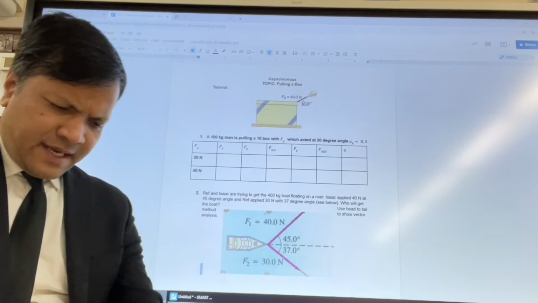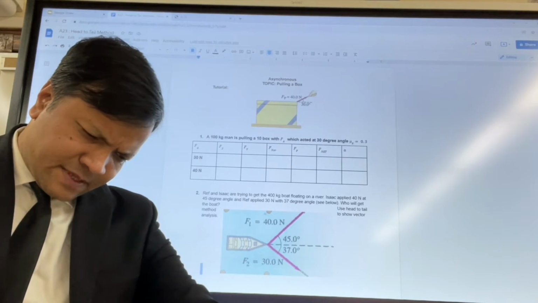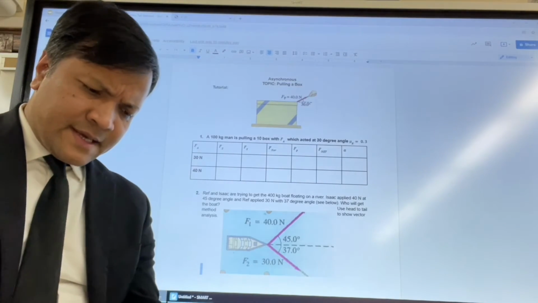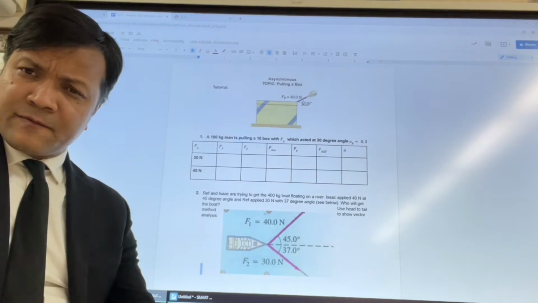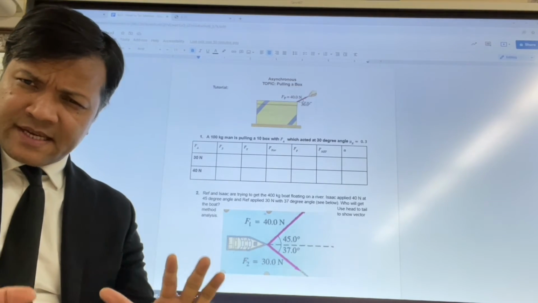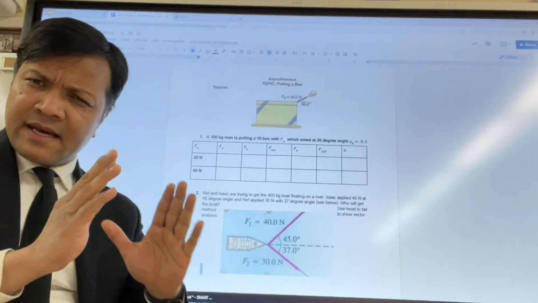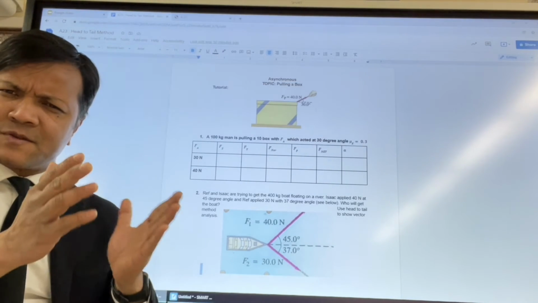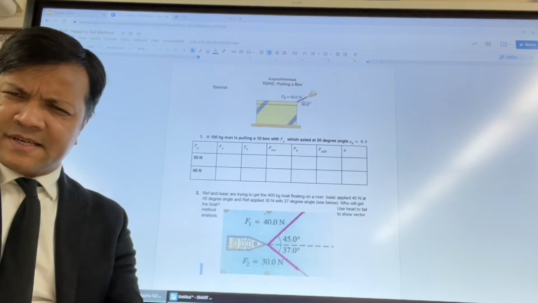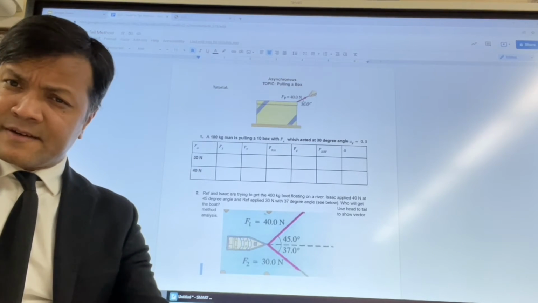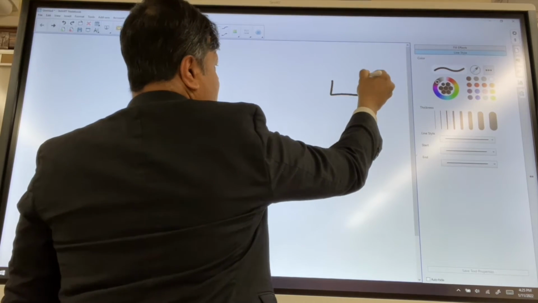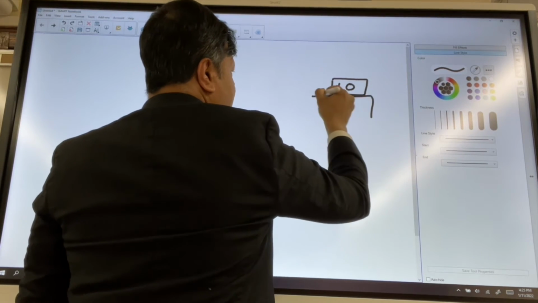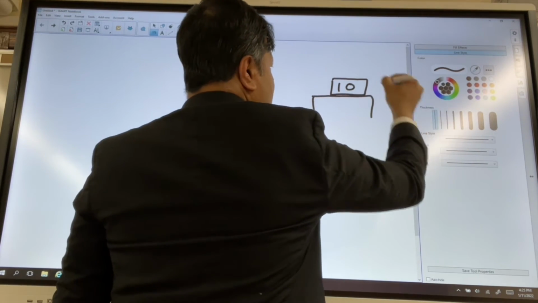One is an object sitting on a table and someone is pulling it by an applied force at some angle, let's say 30 degree or 40 degree or 45 degree, to understand a few things like the x component of the applied force, the y component of the applied force, the normal force, the force of friction, net force, acceleration, and the velocity. A box is 10 kilogram on a table, and we're going to pull the box.